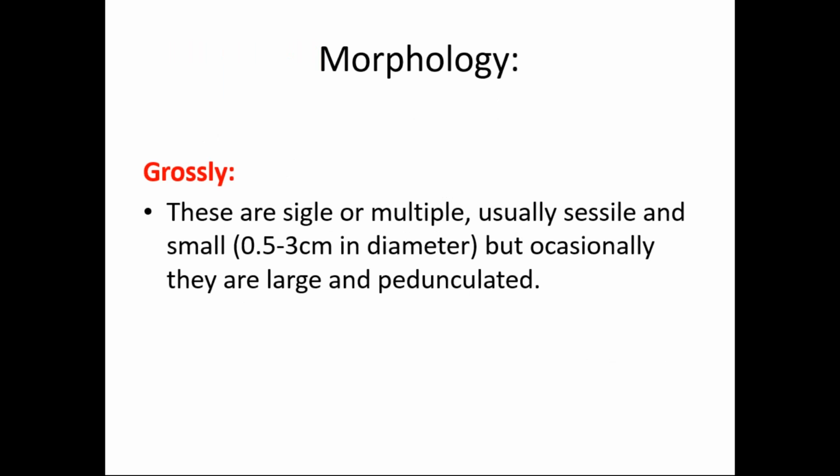So coming to the morphology, grossly these are single or multiple, usually sessile and small, usually 0.5 to 3 centimeter in diameter, but occasionally they are large and pedunculated.